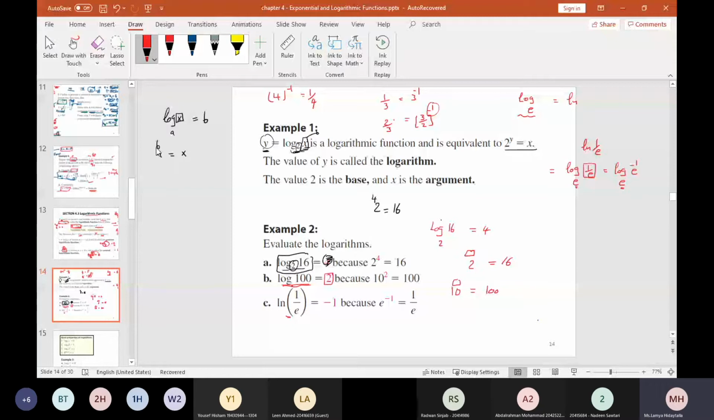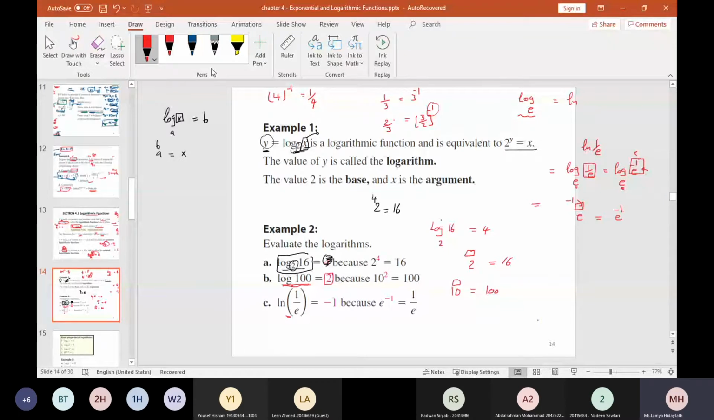This is the logarithm of e to the power minus 1 to the base e. As per the definition, what's the meaning of that? We need, this is the place of x, right? So e to what power will give me e to the power minus 1? So clearly, the answer should be minus 1.